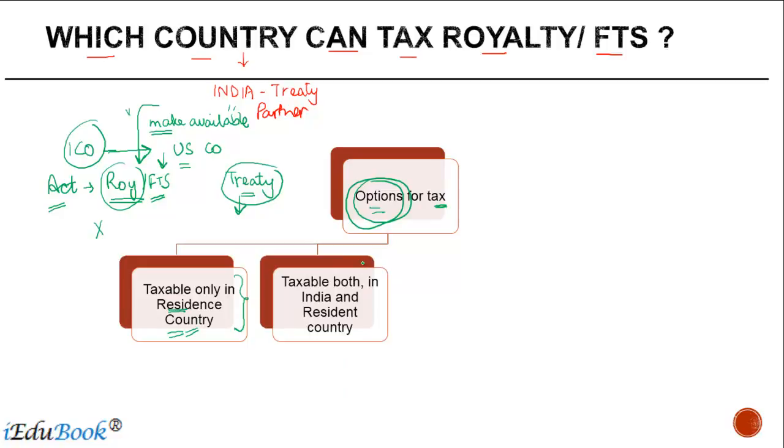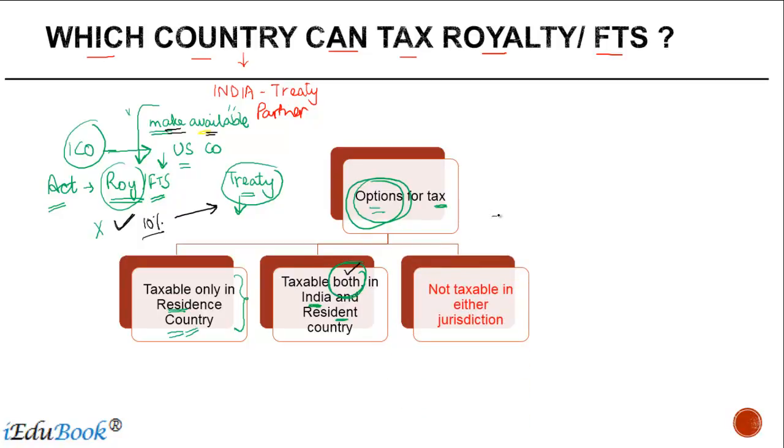Second could be it is taxable both in India as well as the resident country. In this very example, if the fee for technical services would have made available technical knowledge, skill or experience, etc., it would have been taxable in India as well. So India would have applied a withholding tax, let's say at 10%, and US would have applied the remaining tax, an example that we saw in one of the previous videos. So both the countries, India as well as US, would have taxed that income.